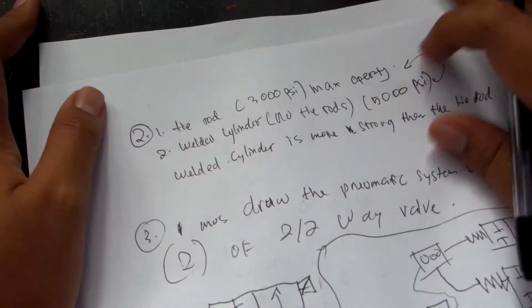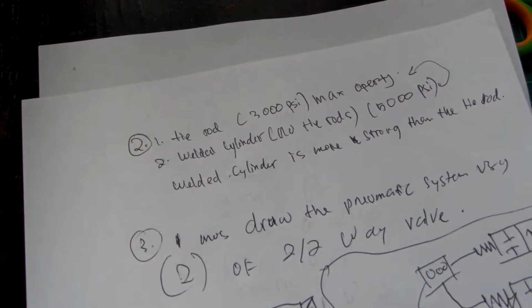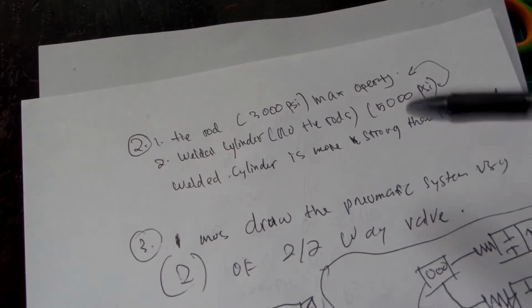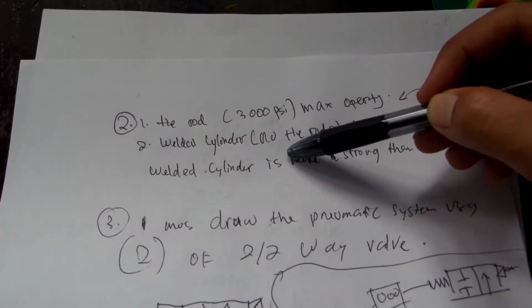Number two is how to choose the tie rod type, how to choose the cylinder type. There are two cylinder types in this world. There is a tie rod and a welded cylinder.